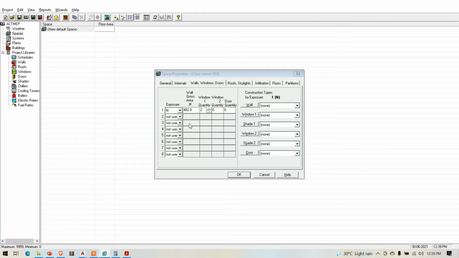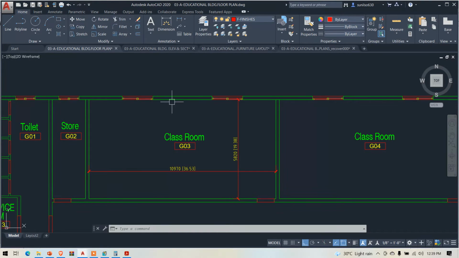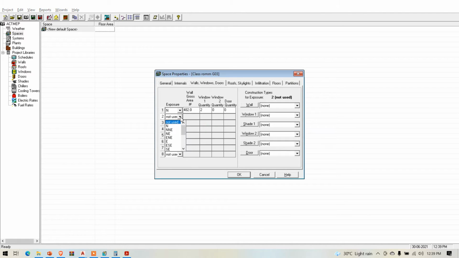Sometimes, if instead of one wall you have two walls exposed to sunlight, then in the other direction we have to do the same procedure again. For suppose this wall is exposed to sunlight, then you have to take the width and height, and you will get the total area. So we have to consider that in the other direction. Since in our plan we have only one wall, we consider only one wall here.